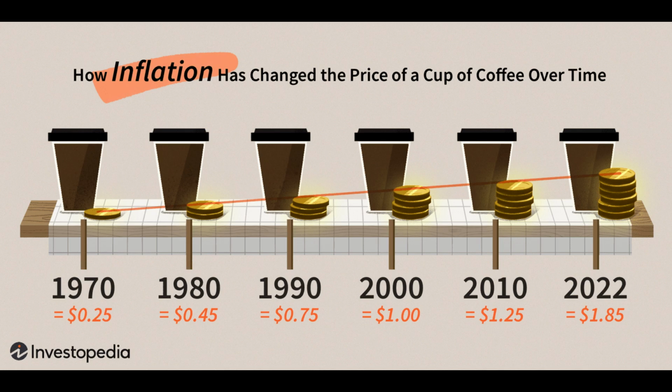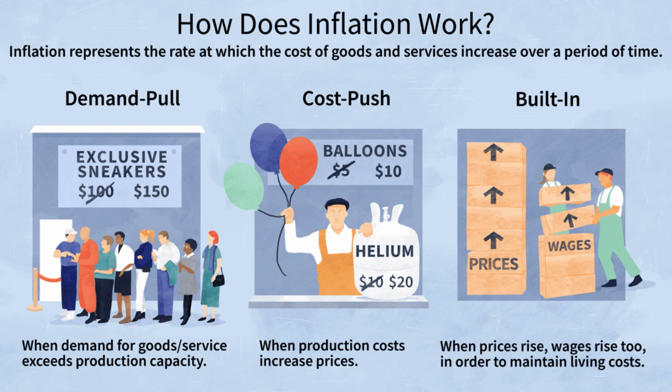But what causes inflation? There are a few different factors that can contribute, but one of the most significant is an increase in the money supply. When a government or central bank prints more money, there is more currency in circulation, but the value of each individual unit decreases. Another factor that can contribute to inflation is a shortage of goods and services.